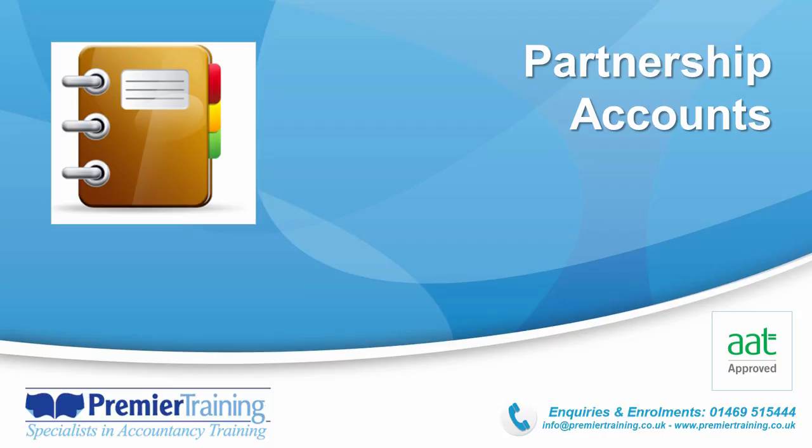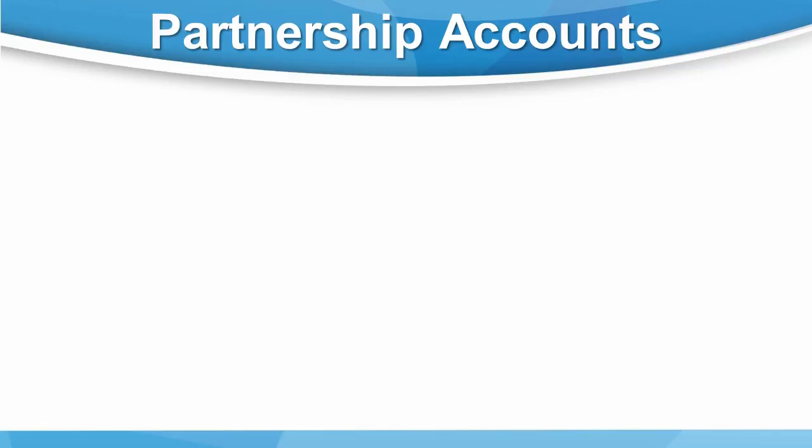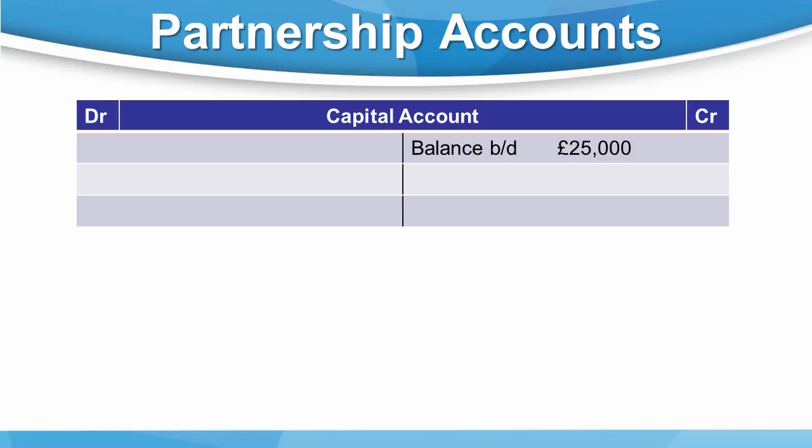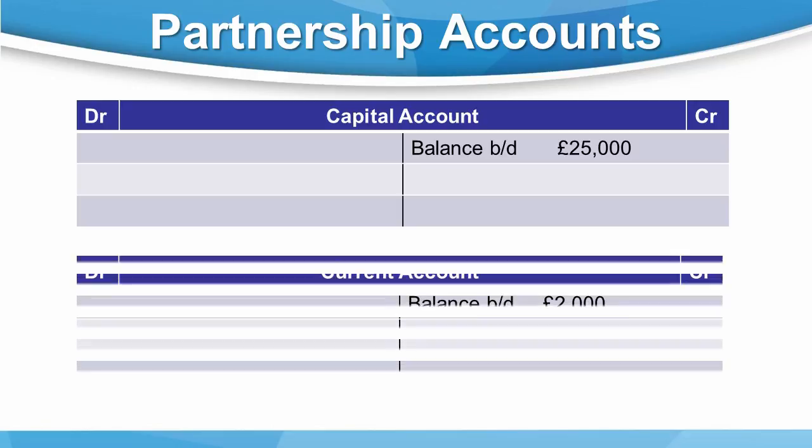Partnership accounts. You should already be familiar with a capital account for a sole trader. For partners in a partnership, they will have two accounts. One is still called a capital account. For partners, it is usually fixed and only alters where a permanent change in capital occurs. Usually it only changes when a partner joins, retires, or a new partner is added.